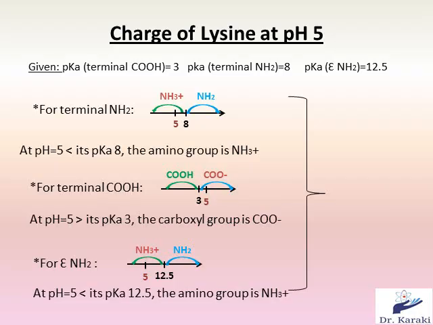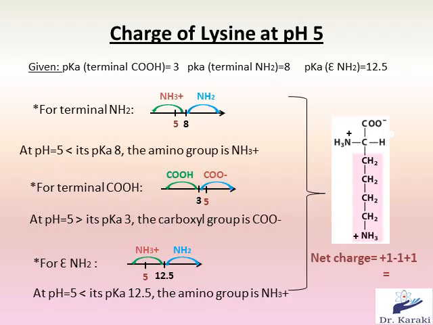So the form of the lysine molecule will be the following. We have COO minus, NH3+, and another NH3+. So to calculate the net charge, we have 1 negative charge and 2 positive charges, leading to a net charge of +1.